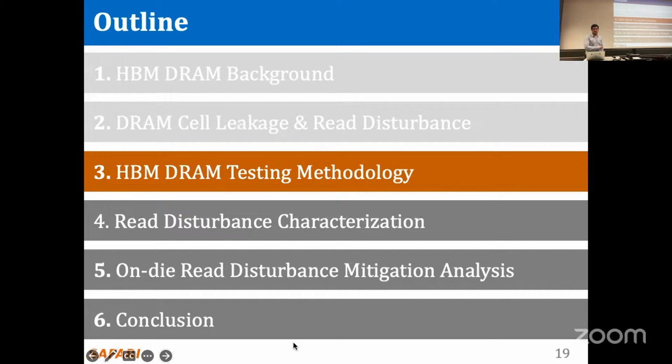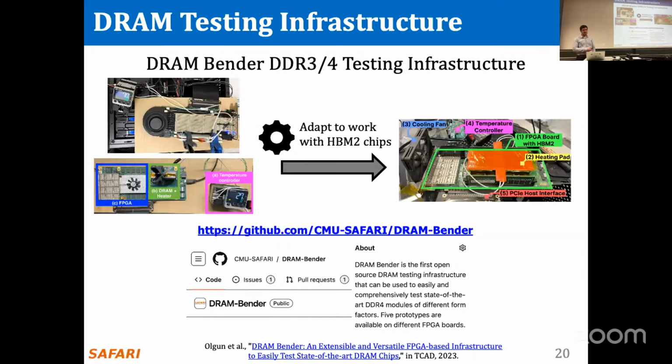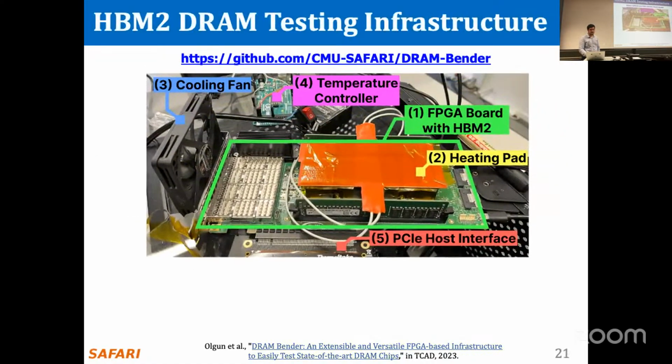So I'll now introduce the testing methodology we used in our characterization. We use DRAM Bender. It used to be a DDR3 and DDR4 testing infrastructure. Now with this work, we adapted it to work with HBM2 chips as well. It's also open source at the same link. This is one larger photo of one of the testing setups. The unique thing about this setup is we have some heating pad on top of a heat sink, which we use to stabilize the temperature of the setup.